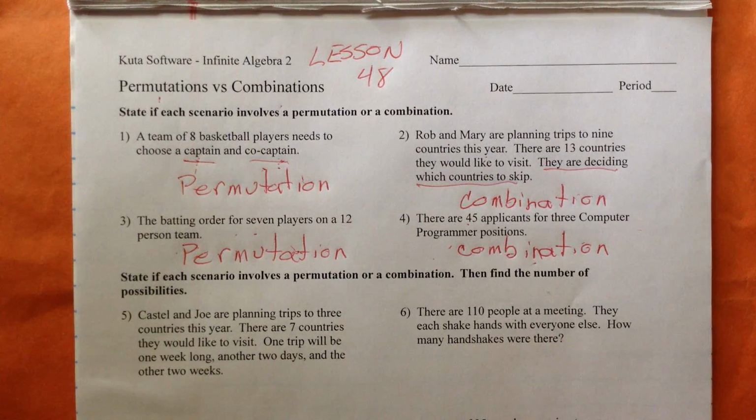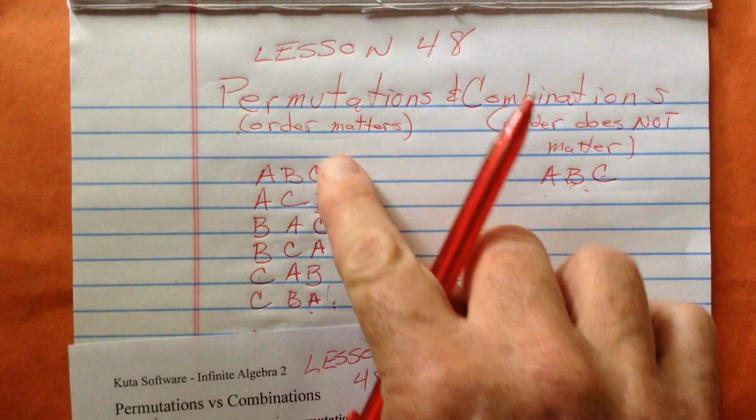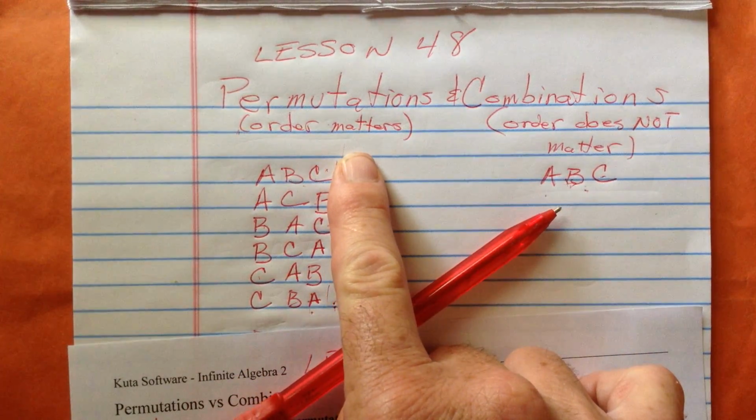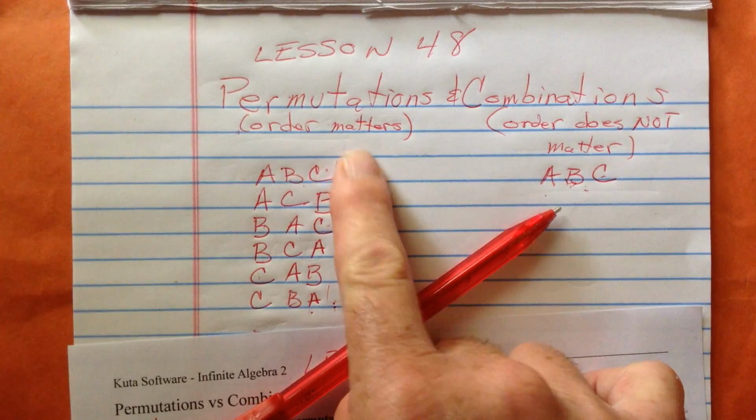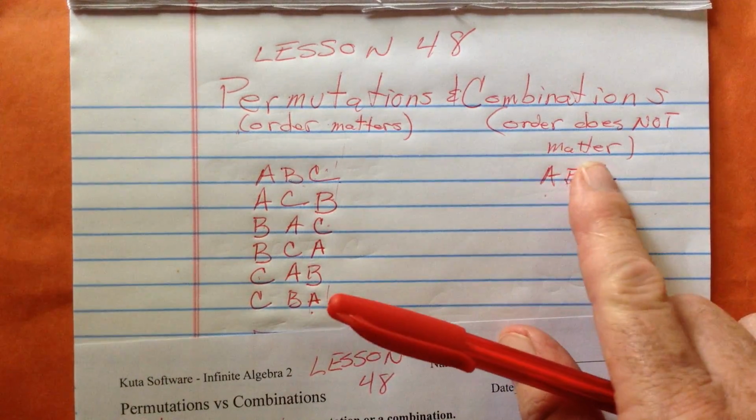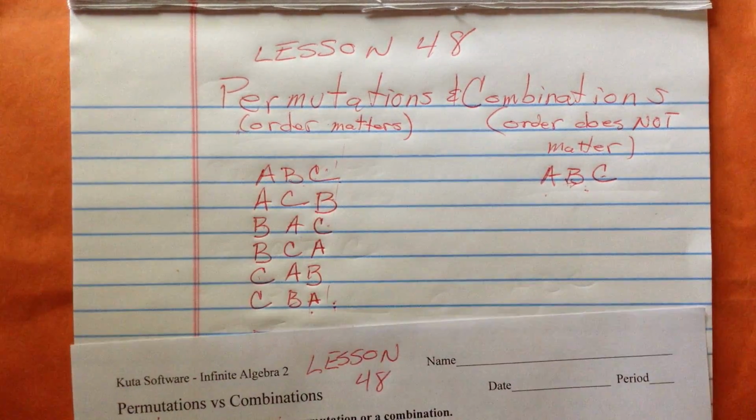Okay, the second video on permutations versus combinations. I'm going to be showing you how to calculate the possibilities for a permutation. Remember, for a permutation, the order does matter, and for a combination, the order does not matter. So first I'm going to show you the easier one, the permutations.